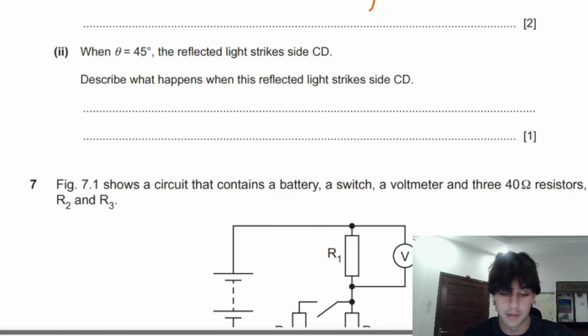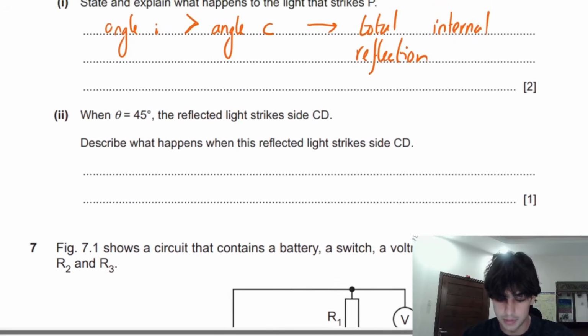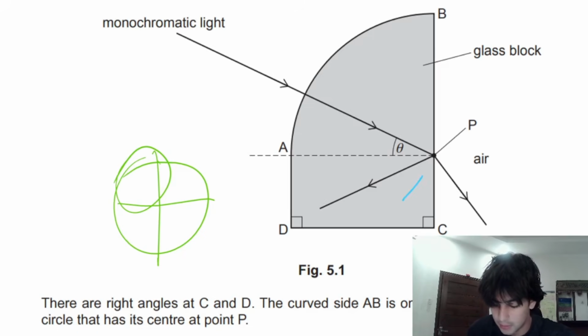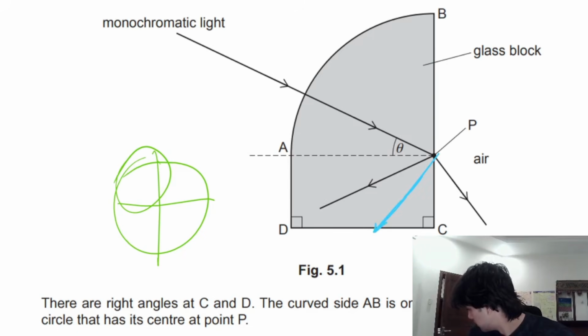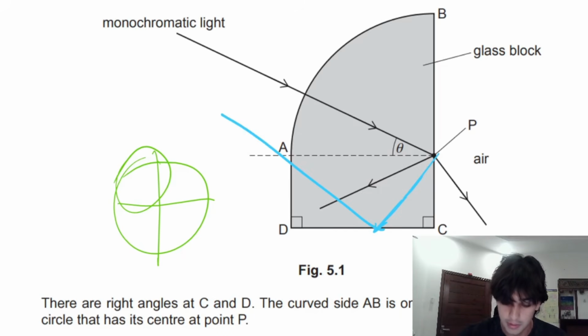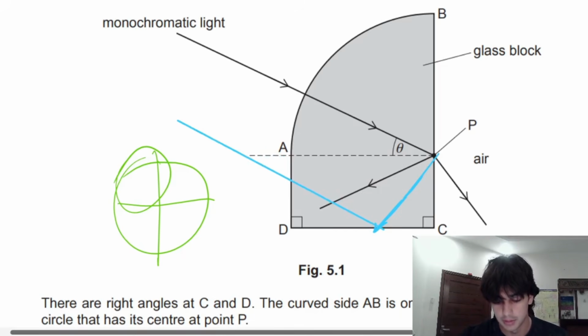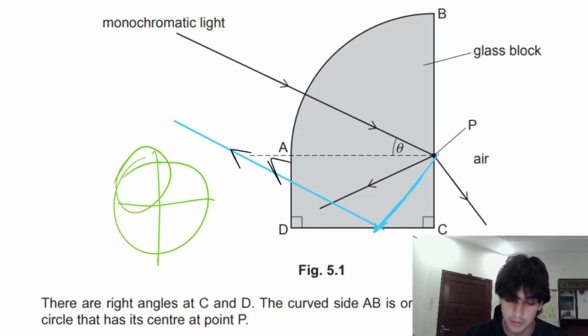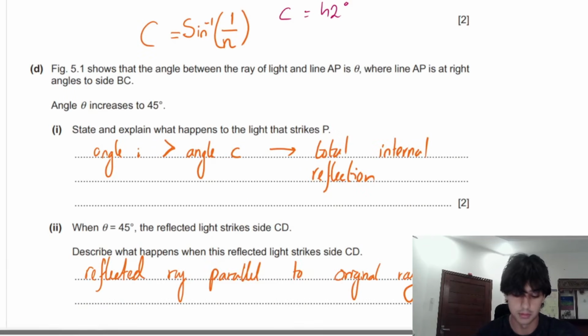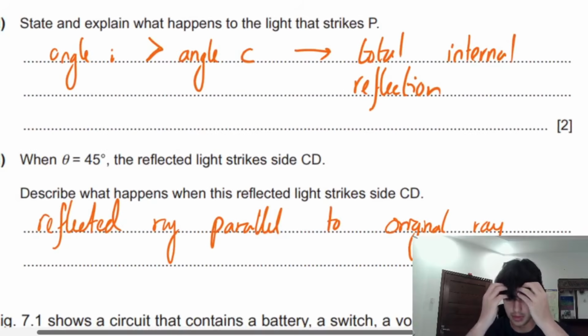Now, when theta is 45, the reflected light strikes CD. Describe what happens when this reflected light strikes CD. So if you imagine the question, we see that there's going to be a light at 45 degrees, let's say for example, striking over here. So we're going to see that there's going to be another ray that reflects in this direction. And this ray that is being reflected is going to be parallel to the original ray. You can see the similarities between these two rays. So again, this should be our answer, where the reflected ray is parallel to the original ray.